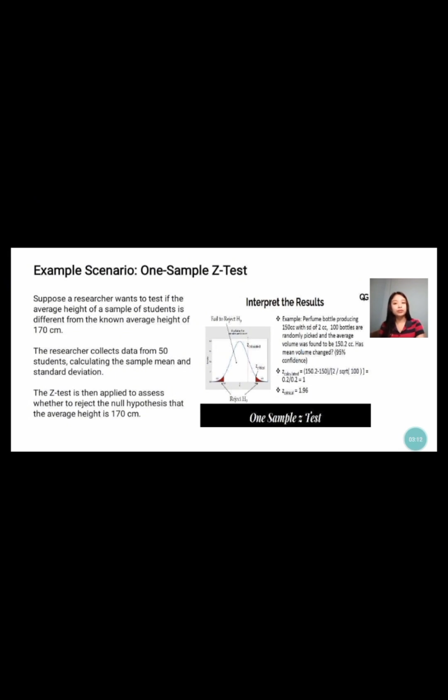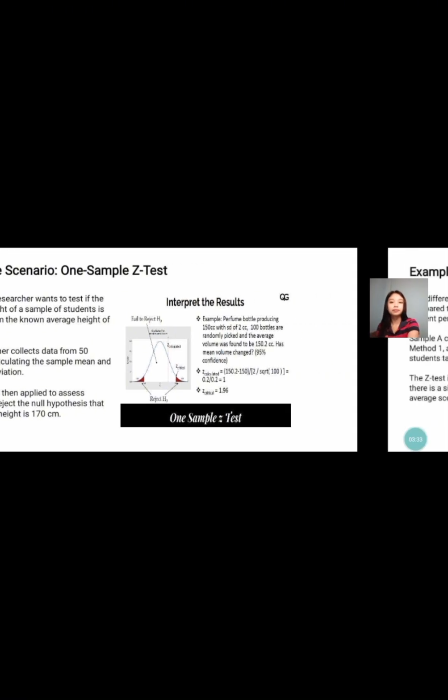Example: a perfume bottle producing 150 cc with SD of 2 cc. 100 bottles are randomly picked and the average volume was found to be 150.2 cc. Has the mean volume changed? 95% confident.